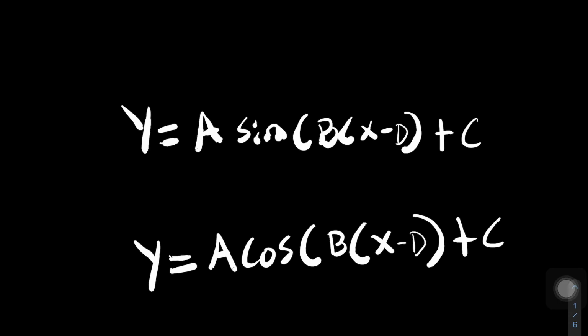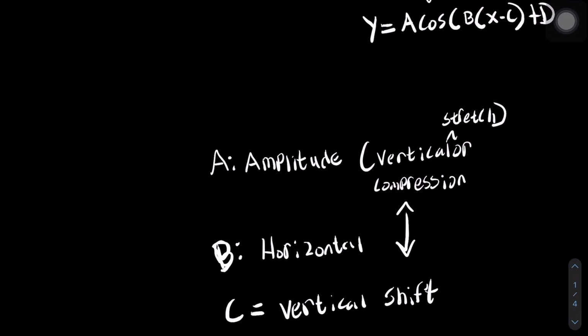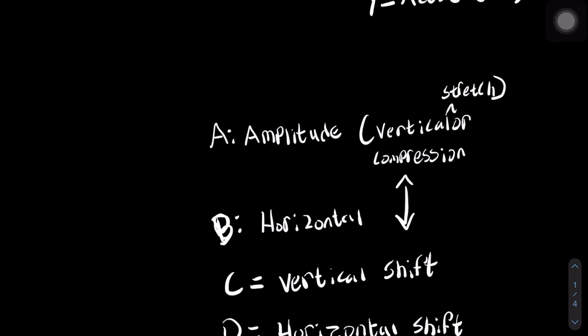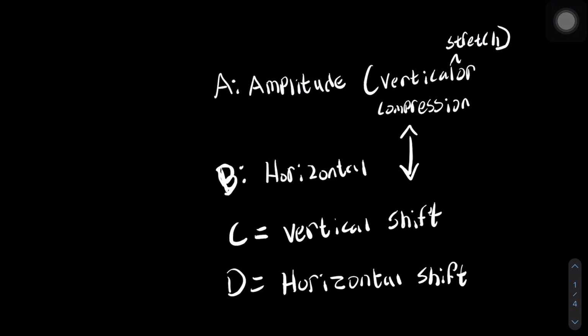And so the a, b, and c will be listed right below here. Your a value is your amplitude, also known as your vertical stretch or compression. Your b value is your horizontal stretch or compression. Your c value is the vertical shift up or down. Your d value is the horizontal shift left or right.